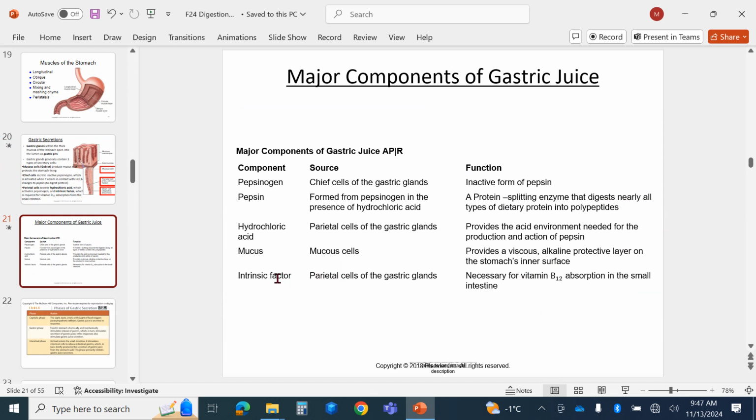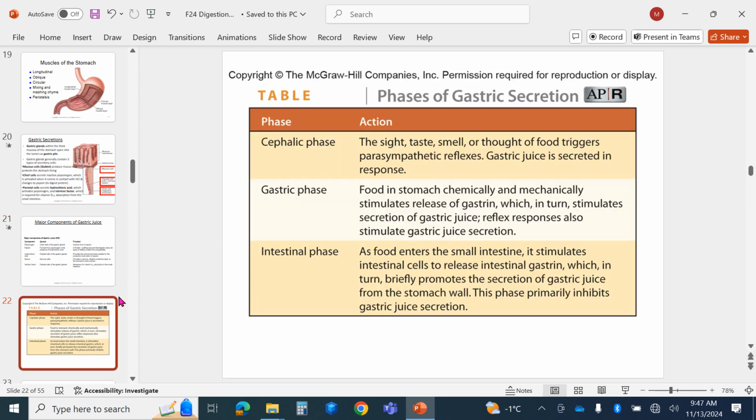Just some more information here. There's intrinsic factor as well. We're still kind of on the boat of what exactly it's needed for, but there's your pepsinogen, pepsin, hydrochloric acid, mucus. I'll hit those four for sure. The being hungry is just kind of like a mental apparition here.